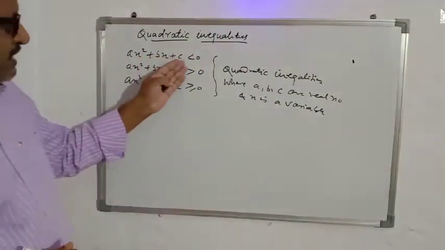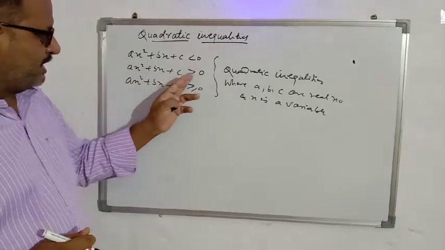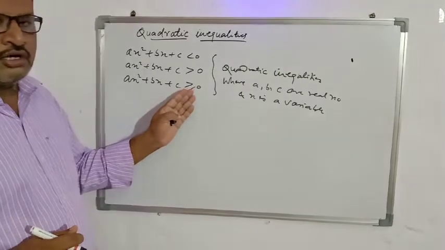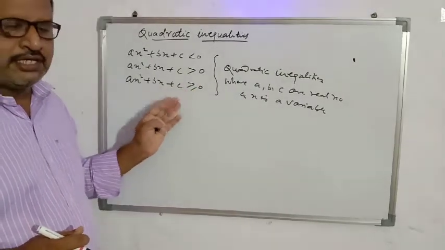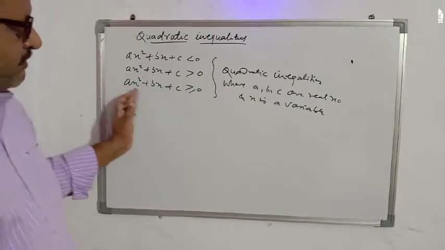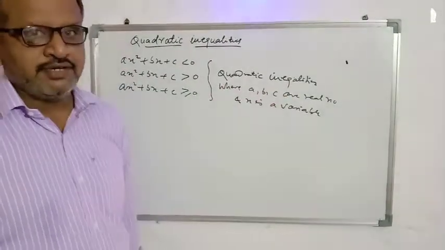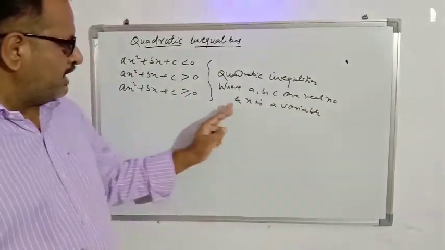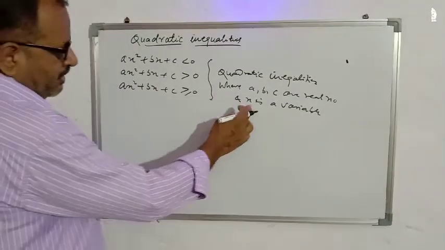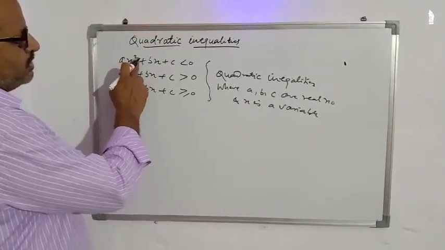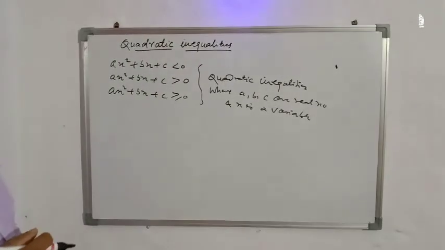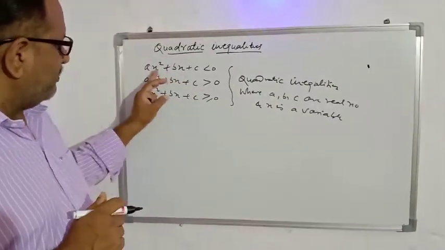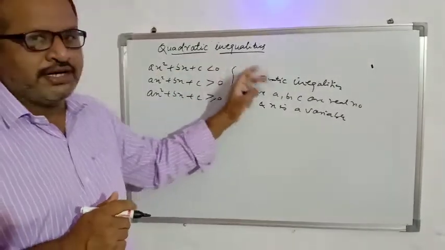Ax square plus bx plus c less than 0, greater than 0, greater or equal to 0, or less or equal to 0. These types of inequations are called quadratic inequalities, where a, b, c are real constant numbers and x is the variable. Here the power of the variable is 2, that's why it is called quadratic inequality. In the linear inequation, the power of the variable x was 1, but here the power of x is 2, so it is called quadratic inequality.